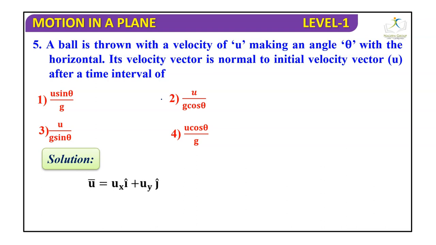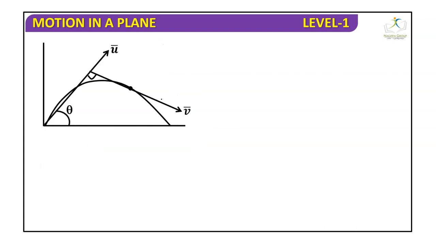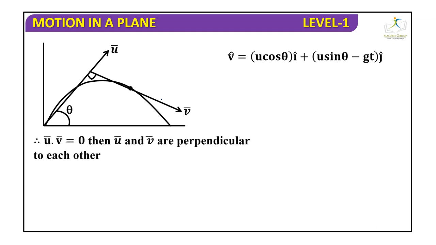So u bar is equal to ux i cap plus uy j cap. From here we can say u cos theta i cap plus u sin theta j cap. So v bar is equal to u cos theta i cap plus (u sin theta minus gt) j cap, because the velocity varies with gt also. So vector u dot vector v is equal to 0, then u bar and v bar are perpendicular to each other.